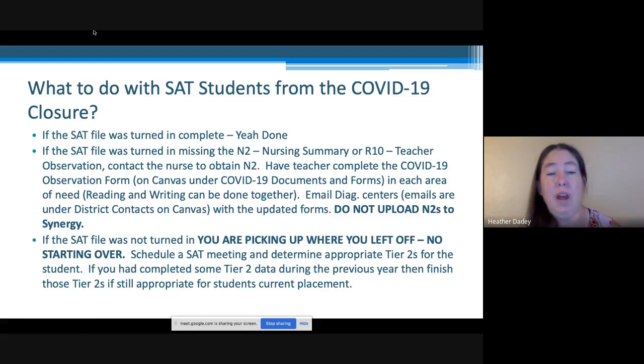If SAT files were not turned in, you're going to pick up where you left off. So no starting over. Wherever you stop, that's where you start. Schedule a SAT meeting and determine appropriate tier 2s for the student. If you had completed some tier 2 data during the previous years, then finish those tier 2s if they're still appropriate for that student and in their current placement. So if the student's in 6th grade and the tier 2 for last year was for 5th grade, you might have to look at different programs, different curriculum. What are you looking at for tier 2? But if they're in the same program using the same curriculum, then you just continue with the tier 2s that were developed last year.